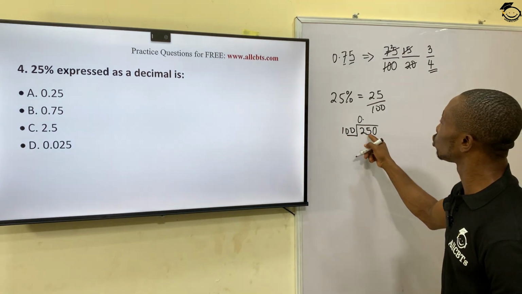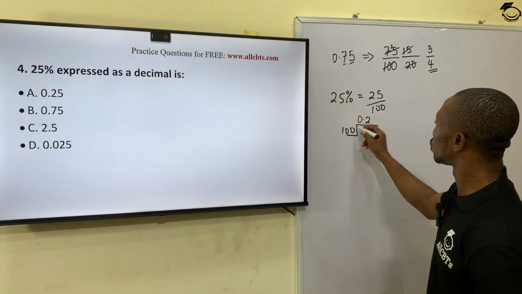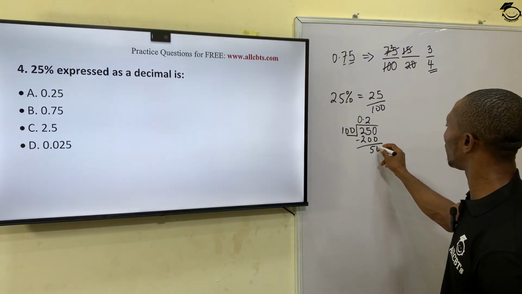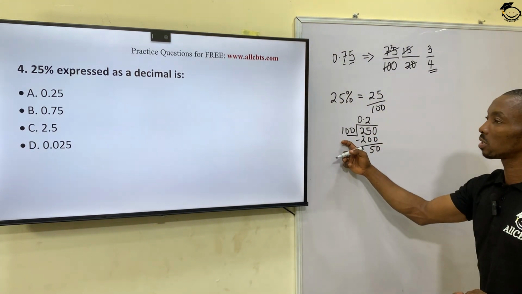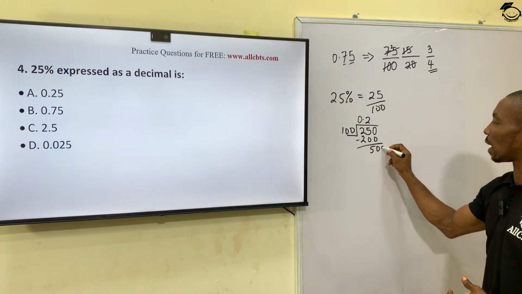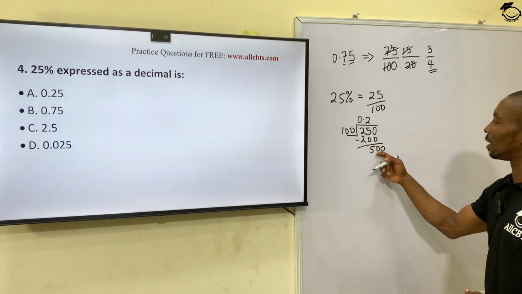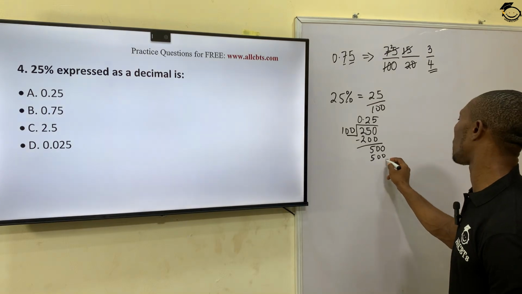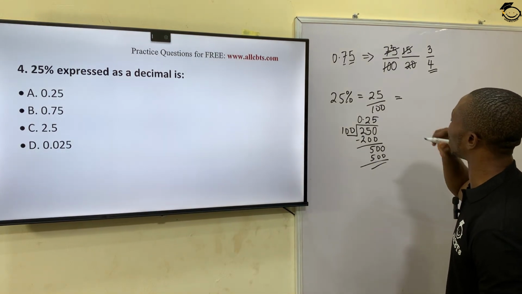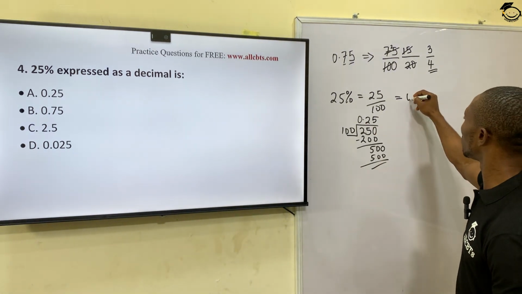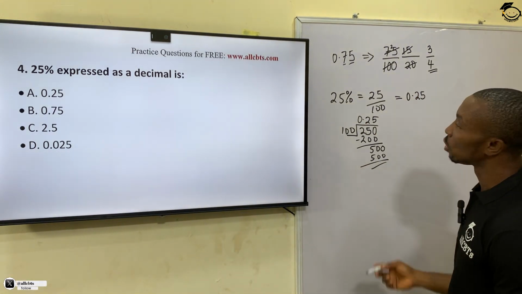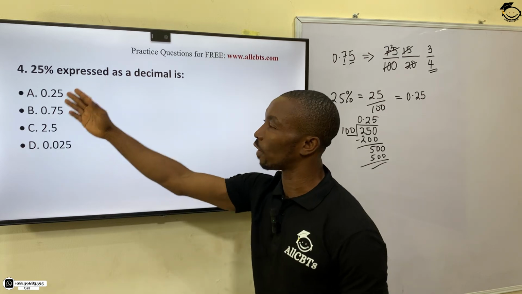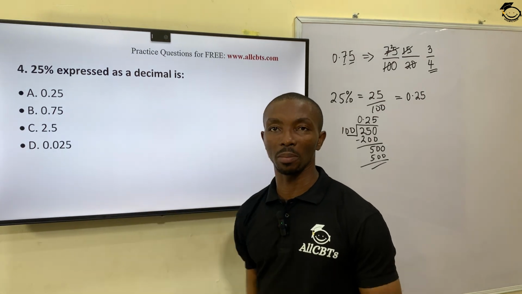So 100 into 250 would give us 2. 2 times 100, 200. So 250 minus 200 will be left with 50. And still yet, 100 can't go into 50, so we add another 0. So 100 into 500 will give us 5. 5 times 100 will give us a 500. So our 25% in decimal will be 0.25. So our 0.25 would be option A, our 25% expressed as a decimal.